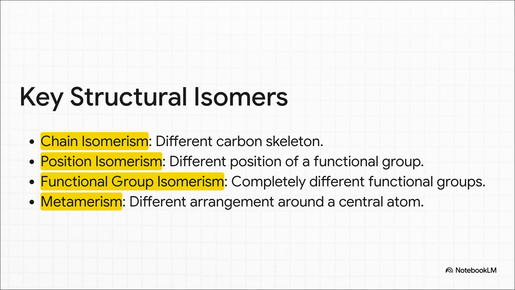So let's just quickly recap the big types of structural isomers. You've got chain isomerism, where the carbon backbone changes shape. Position isomerism, where a specific group just moves to a new address on that backbone. Functional group isomerism, that's like our very first example where C3H8O could be an alcohol or an ether. And then there's metamerism, which is all about how carbon chains are arranged around a central atom, like an oxygen.